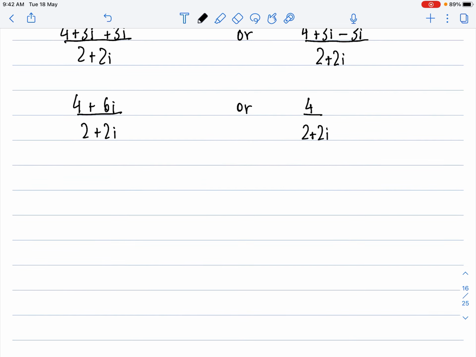Now, let's just focus on this. How do we change this into the x plus iy form? Simple. You need to multiply the conjugate of the denominator to the denominator and numerator.